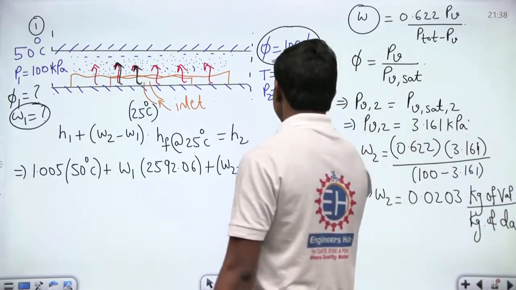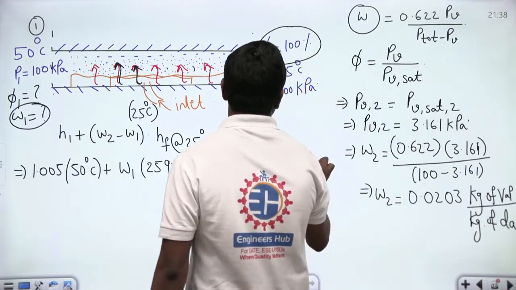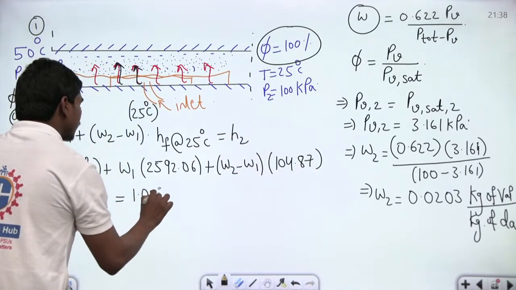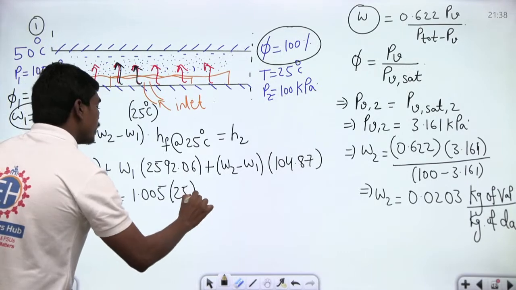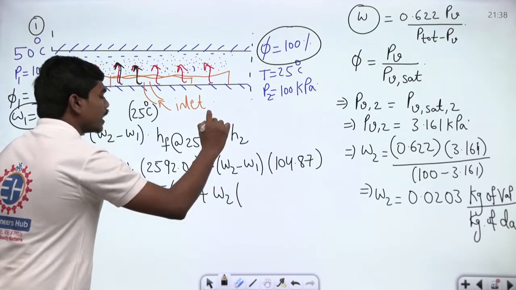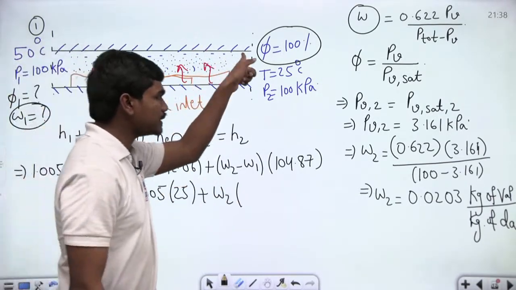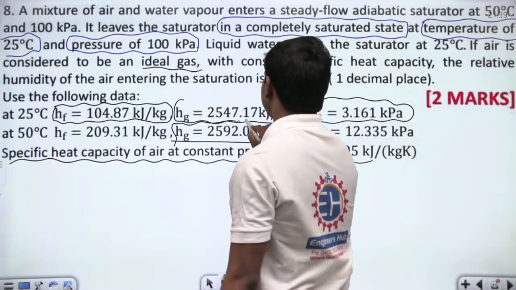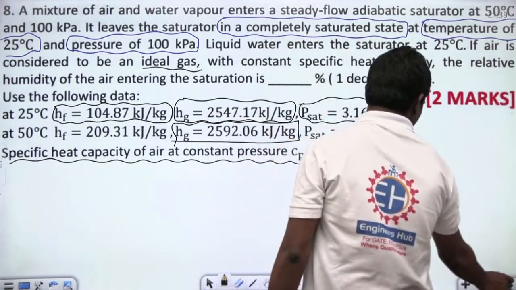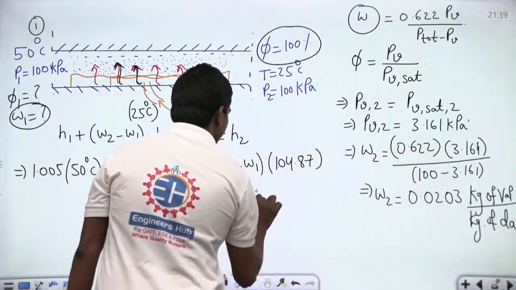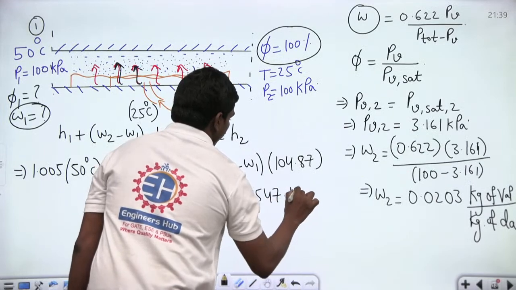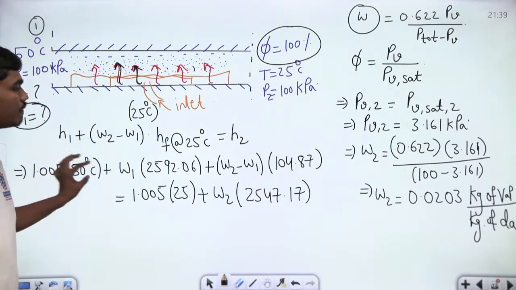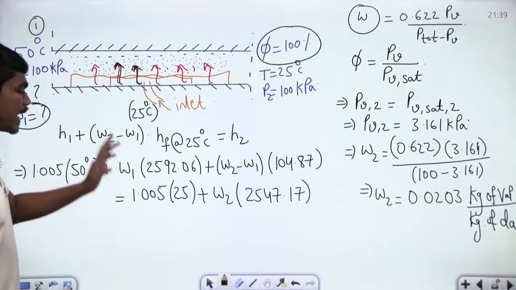So let us write this as 104.87 is equal to, again, the enthalpy at state 2, which is 1.005 into 25 plus omega 2 into the enthalpy of water vapor, again at this dry bulb temperature or wet bulb temperature, which is 2547.17. Correct? So this is the expression, and from this one equation, if we can find omega 1, then definitely we can calculate phi 1.